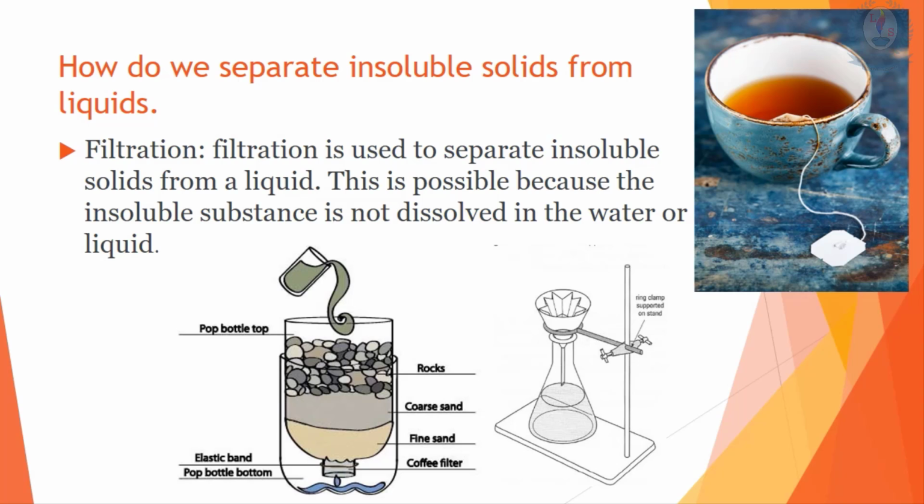The figure below shows a setup for filtration. It is used to separate sand from a mixture of sand and water. To separate the sand from the water, the mixture is poured into a funnel with a filter paper. A filter paper has very tiny pores that allow water to pass through but are too small to allow the sand to pass through. As a result, the sand is left behind in the filter funnel.